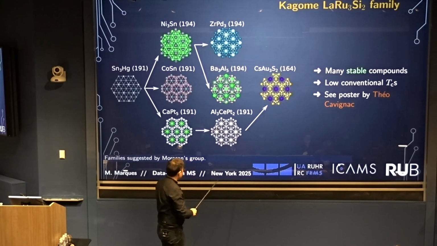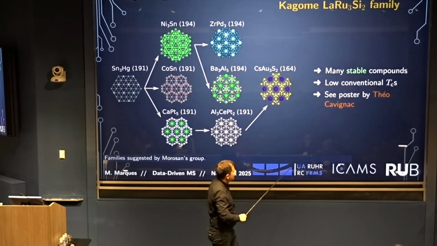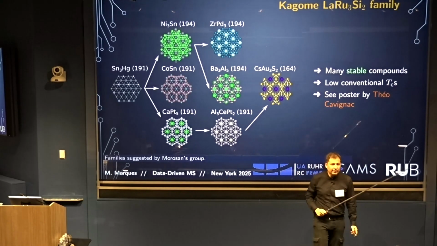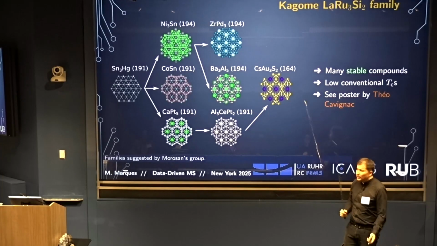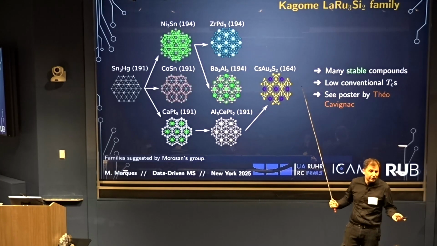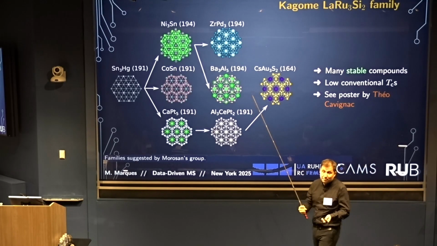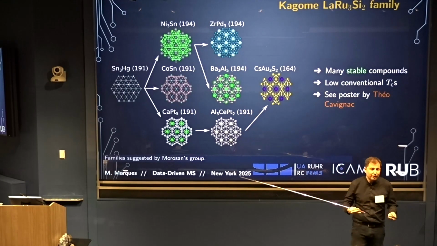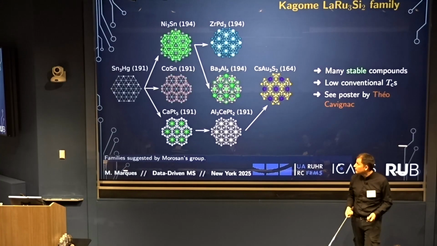We also did, and this is from Emilia's group, a series of other Kagomes. So we have hundreds of compounds that apparently are stable. We don't know about superconductivity, of course, but at least we can tell you there may be other compounds, and we can see if the flat bands are closer to the Fermi level or above the Fermi level. Those things we can say.